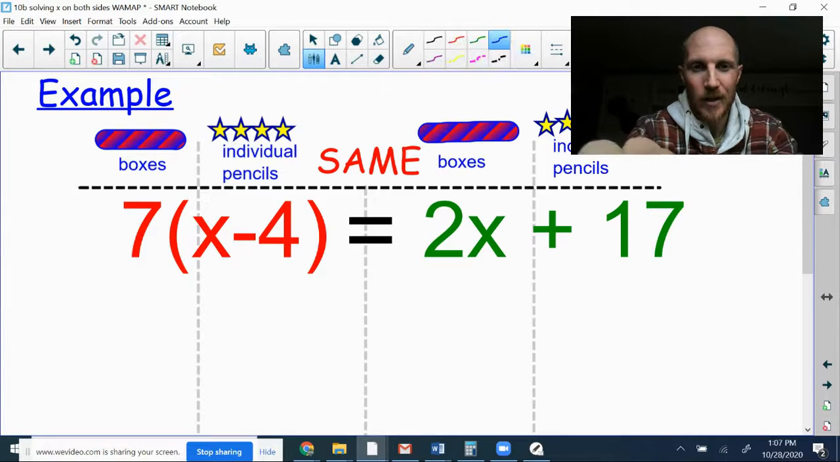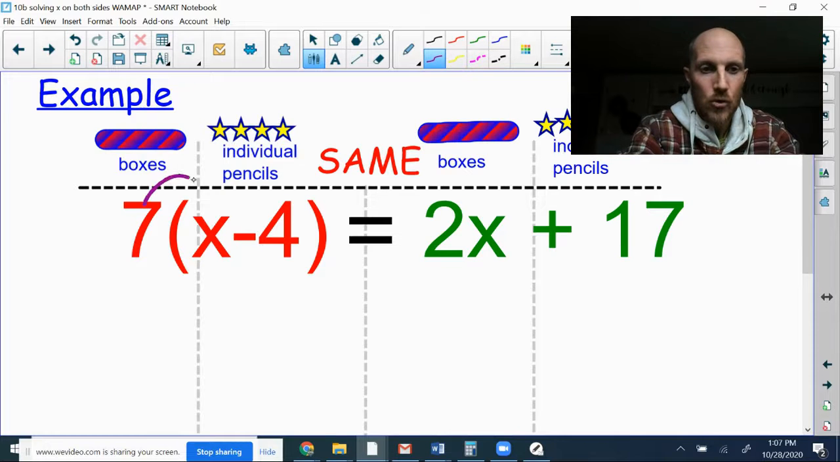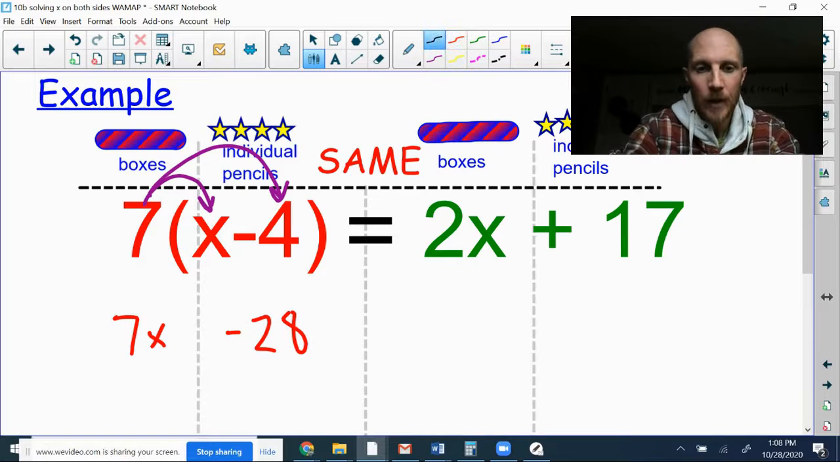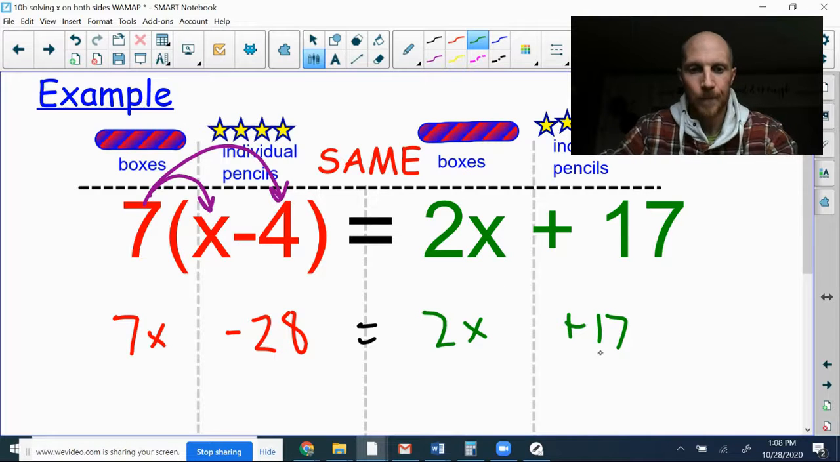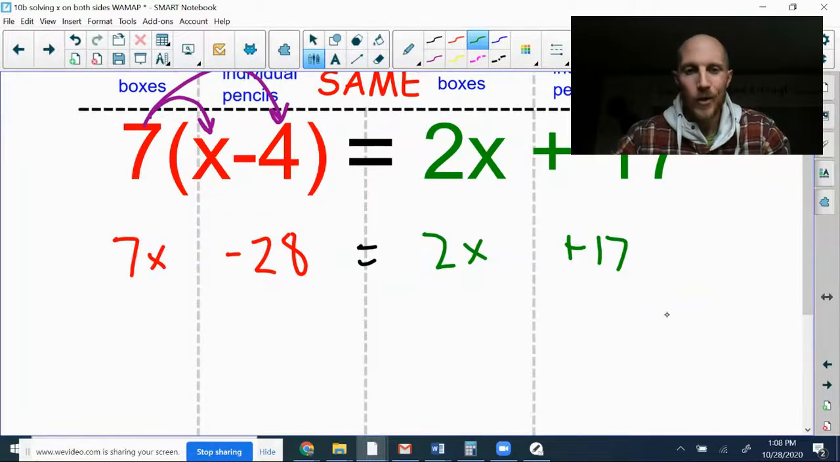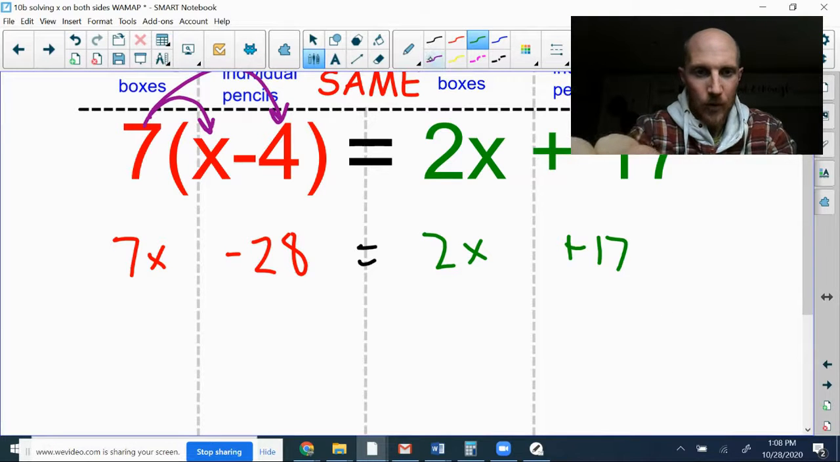So I think the best option is going to be to multiply that 7 onto the x and onto that negative 4. So that will give me 7 times x is 7x. 7 times negative 4 is negative 28. Whew, now everything fits nicely in its column. I like that better. Equal sign comes down, 2x here, plus 17 over there. Okay, so we got everything lined up. Now it's ready to just do our work.